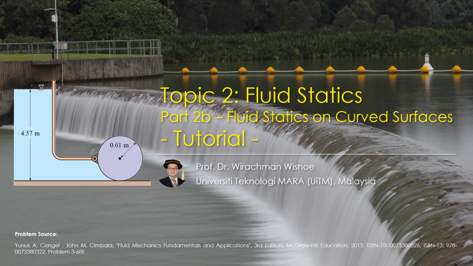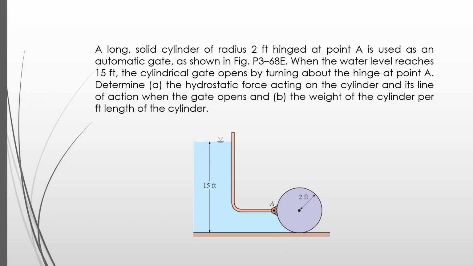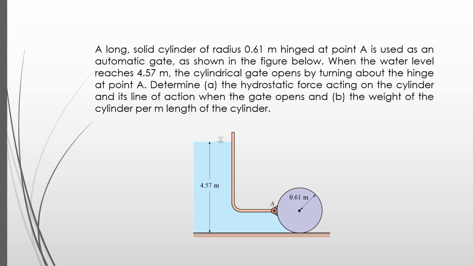In this tutorial, we are going to solve a problem on fluid statics on curved surfaces. This problem is taken from Yunus A. Çengel and John M. Cimbala, Fluid Mechanics: Fundamentals and Applications, 3rd edition, problem number 3-68E. The original problem is given in the imperial system. For convenience, all data given in imperial units are converted to SI units.